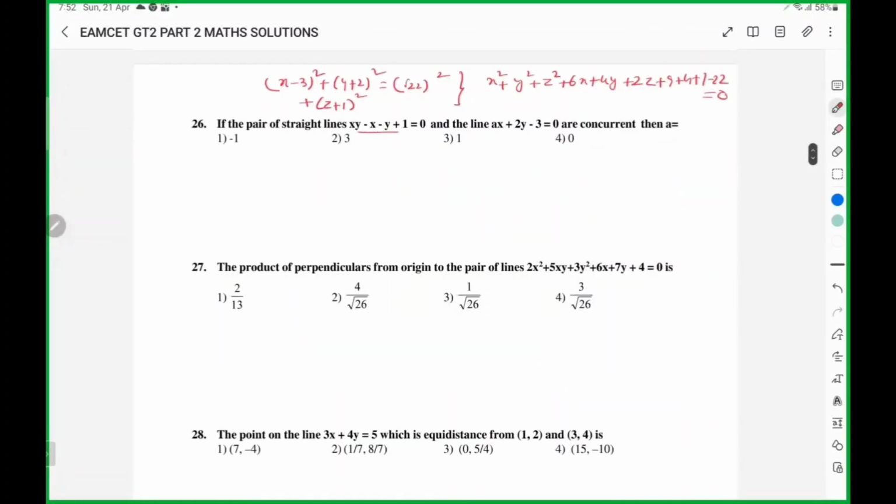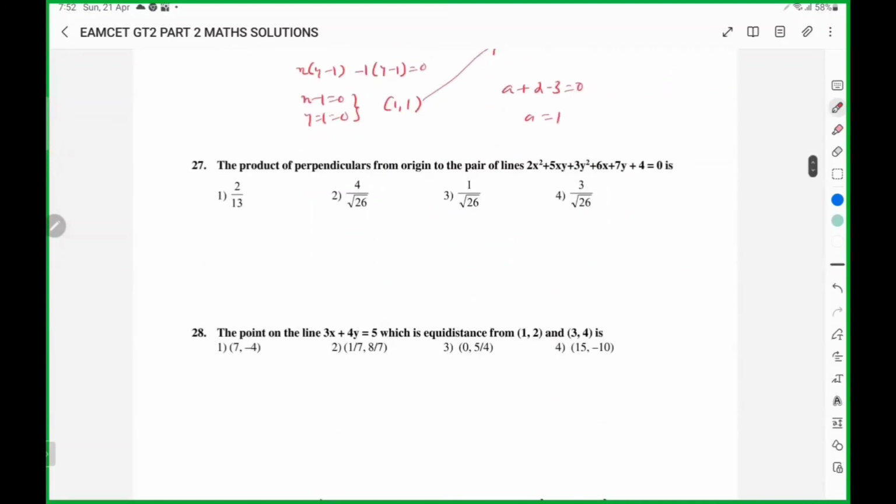Here the straight lines are concurrent. Here it is x times y minus 1. In this equation you have two lines. Solving those two, we get the point. That point you substitute here: a plus 2 minus 3 equals 0. A becomes 1.